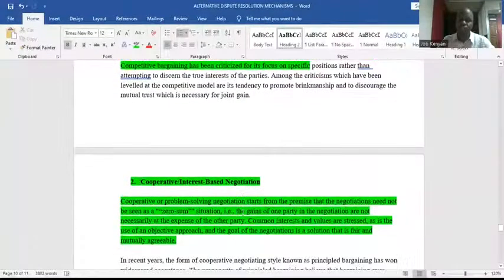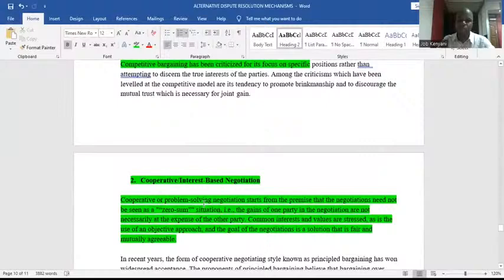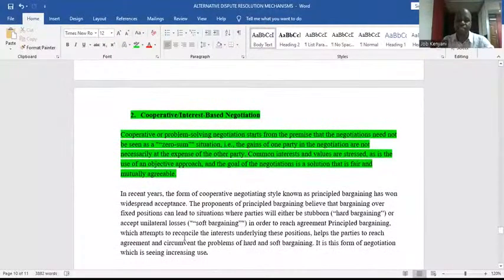Interest-based, it is where cooperative or problem-solving negotiation starts from the premise that negotiations need not be seen as a zero-sum situation, i.e., the gains of one party in the negotiation are not necessarily at the expense of the other party. So the common interests and values are stressed, as is the use of an objective approach. And the goal of the negotiation is a solution that is fair and mutually agreeable amongst the parties.